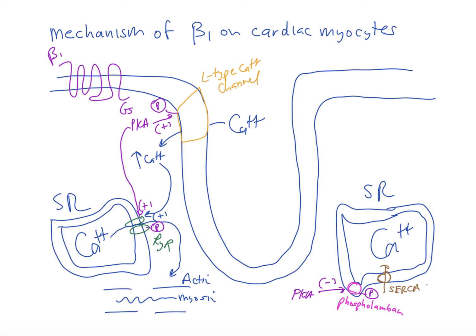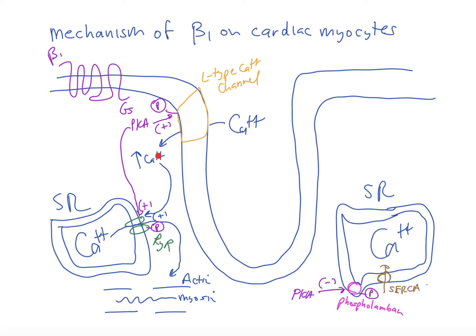So now we're going to talk about the mechanism of the beta-1 adrenergic receptor on cardiac myocytes. So this is a cardiac myocyte. We see the sarcolemma, this membrane that's dipping down in this T-tubule-like structure with sarcoplasmic reticulum, which stores calcium on either side. Now, what we know normally happens is an action potential activates these L-type calcium channels.